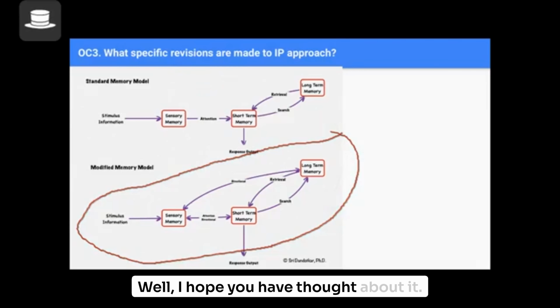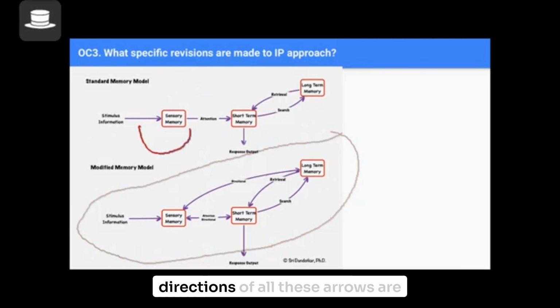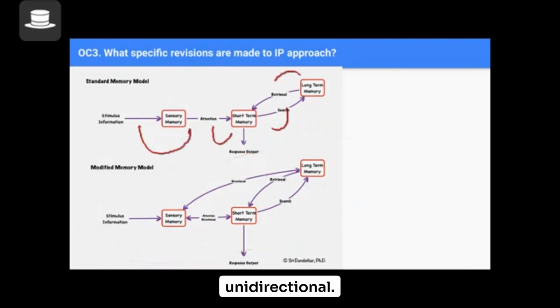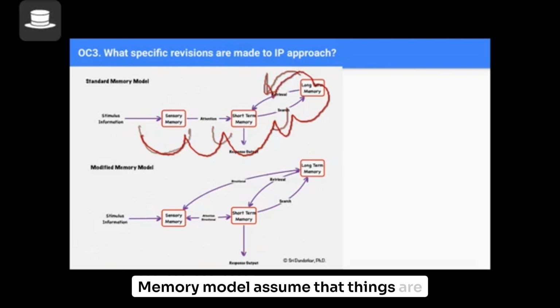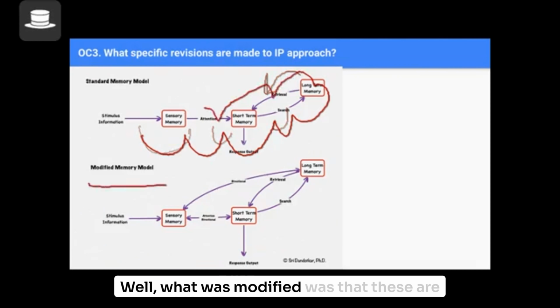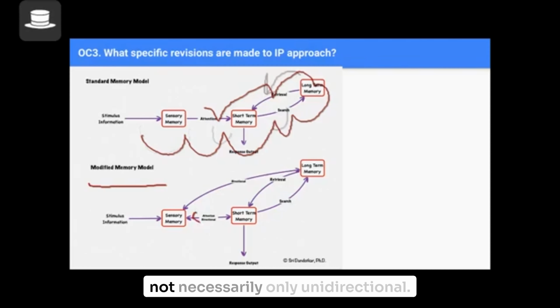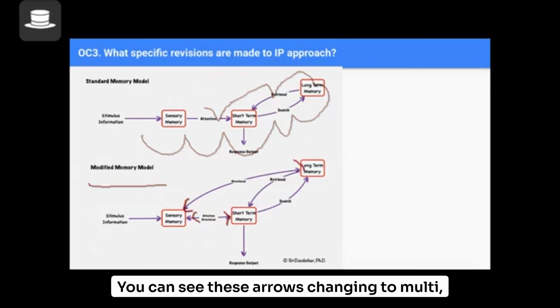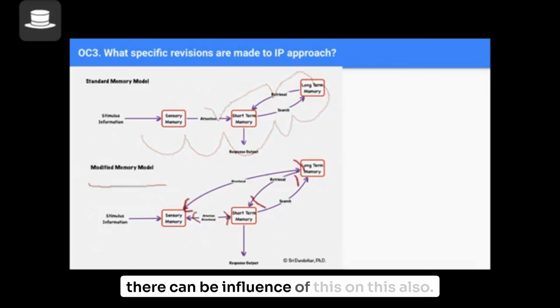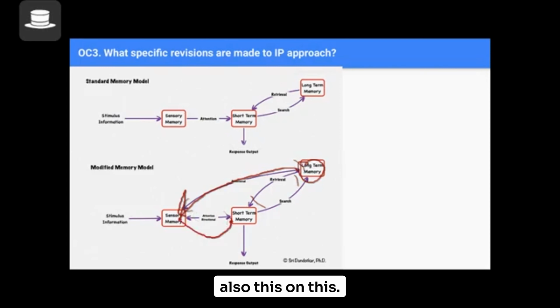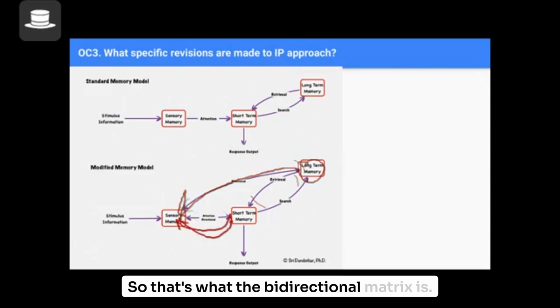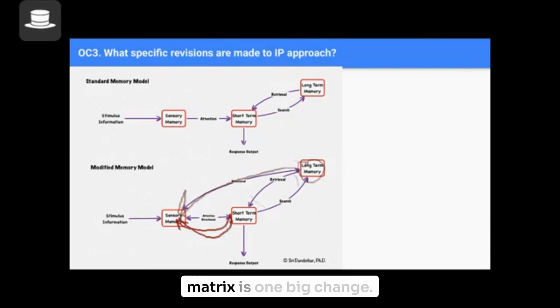Well, I hope you have thought about it. How is it different? If you see here, one difference is that the directions of all these arrows are unidirectional, only because of the sequential assumption. The memory model assumed that things are sequential. What was modified was that these are not necessarily only unidirectional. You can see these arrows changing to bidirectional. In other words, there can be influence of this on this, and also this on this. So the bidirectional nature of the arrows is one big change.